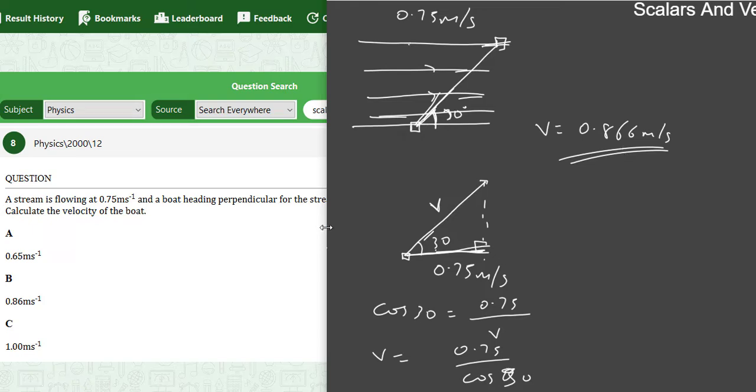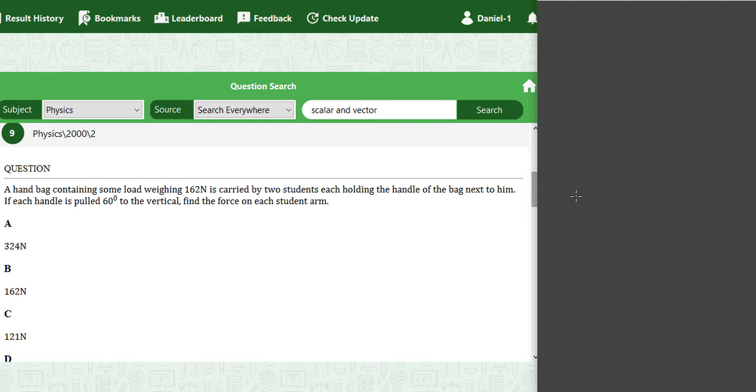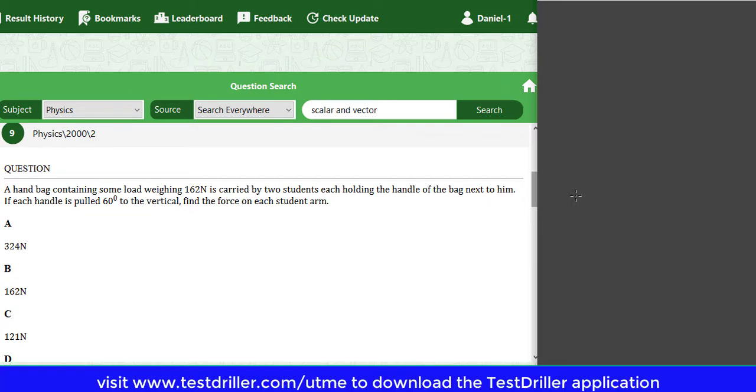So let's take a look at another example. So here's a question. The question is from the year 2000, question number 2. A handbag containing some load weighing 162 Newton is carried by 2 students, each holding the handle of the bag next to him. If each handle is pulled 60 degrees to the vertical, find the force on each student's arm.